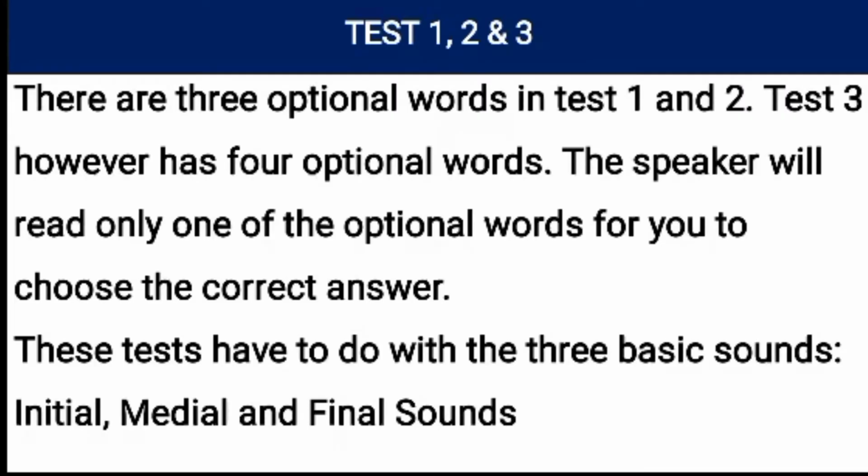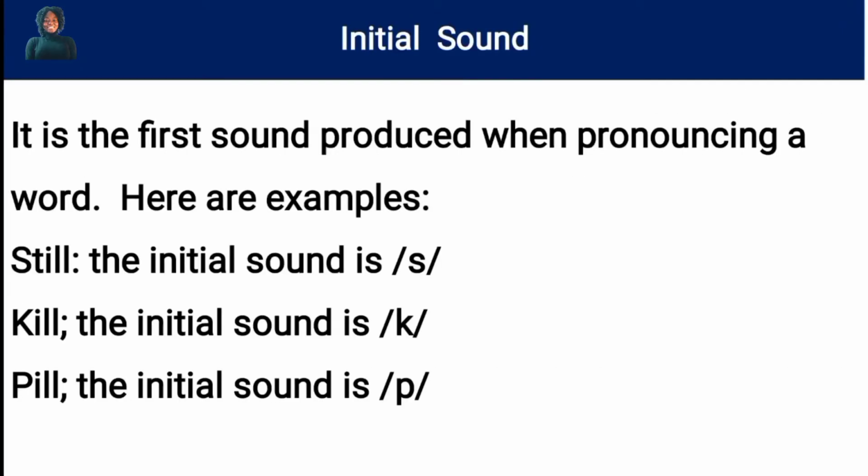Test 1, 2, and 3. There are 3 optional words in Test 1 and 2. Test 3, however, has 4 optional words. The speaker will read only one of the optional words for you to choose the correct answer. These tests have to do with the 3 basic sounds, which are initial, medial, and final sounds. Initial sound. It is the first sound produced when pronouncing a word.